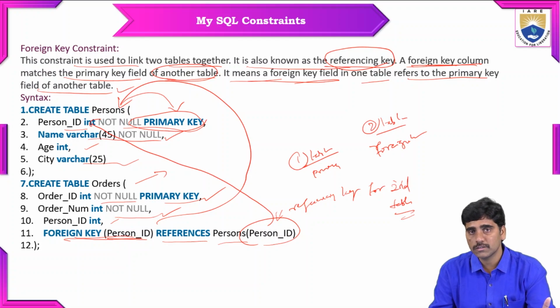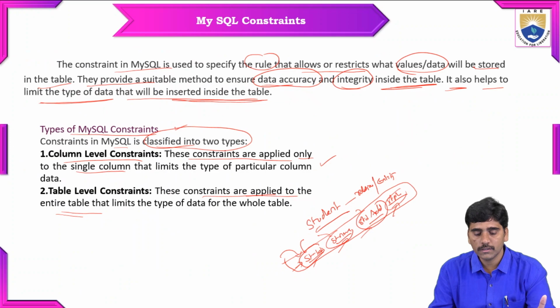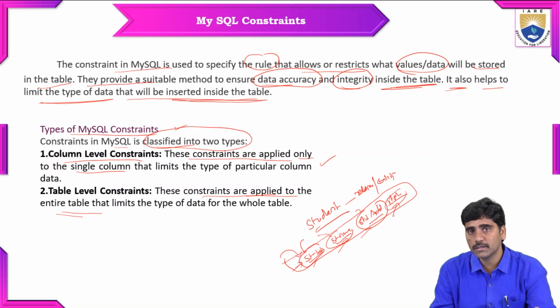So once again we revise the topics which we discussed in this session. So here, first one is what? The constraint. What is meant by constraint? Constraint is nothing but applying specific rules or conditions that allow or restrict the values or data that will be stored in the table. So inserting values in the table will be on the basis of conditions.